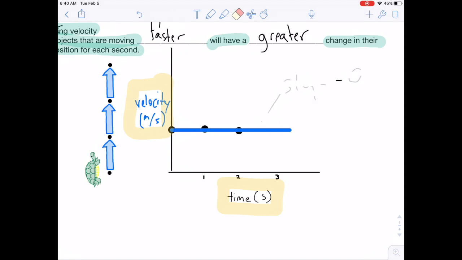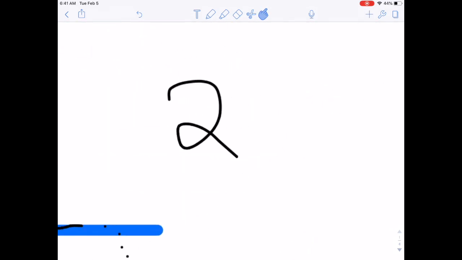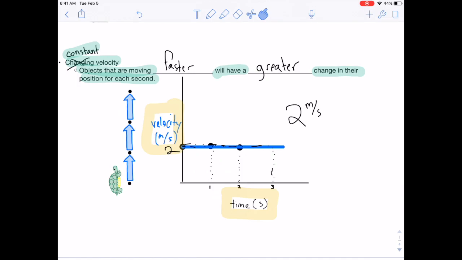On a velocity versus time graph, if you want to figure out the velocity, all you got to do is look at the axes. So at 1 second, this looks like it's got a velocity. I'm going to make up a number. Let's say that's just like 2. And at 2 seconds, he's going 2. And at 3 seconds, he's going 2. So he's going 2 the whole time. And what are our units for velocity? Meters per second. So 2 meters per second is this tortoise's constant velocity.